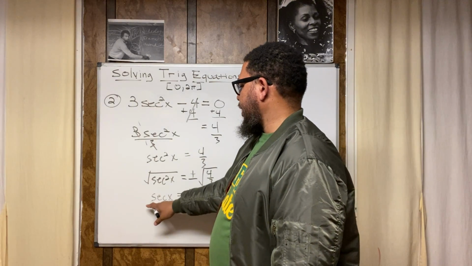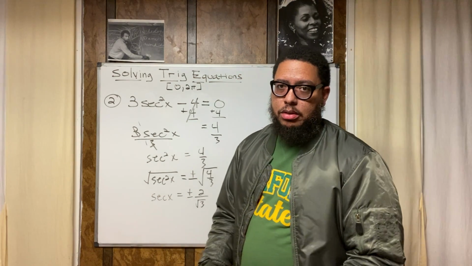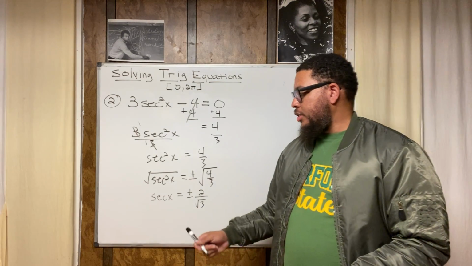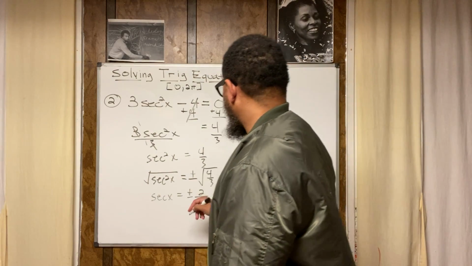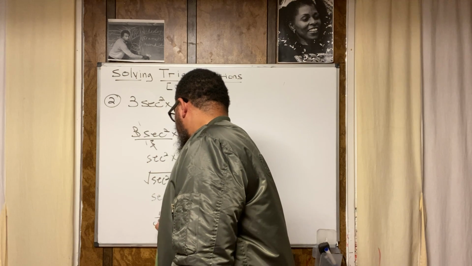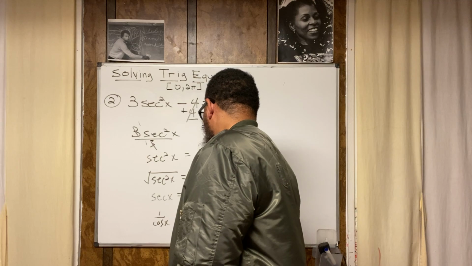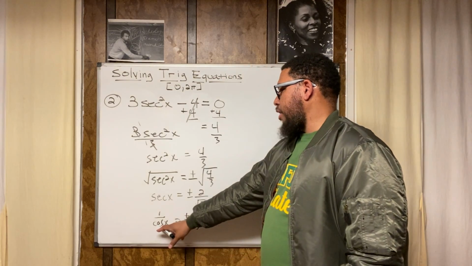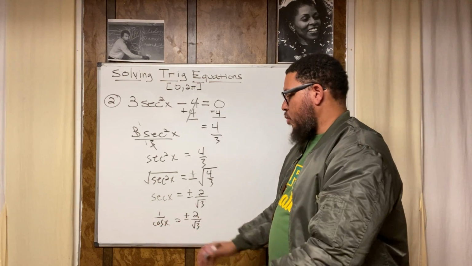What I'm gonna do is change this secant into its inverse because I like to focus on sine, cosine, and tangent. And I know that secant is just the reciprocal of cosine. So I could do this. I'm gonna write it down here. So 1 over cosine of x is also equal to plus or minus 2 over the square root of 3. But now I want to solve for cosine of x because I got cosine of x in the denominator, but I just want plain cosine of x.